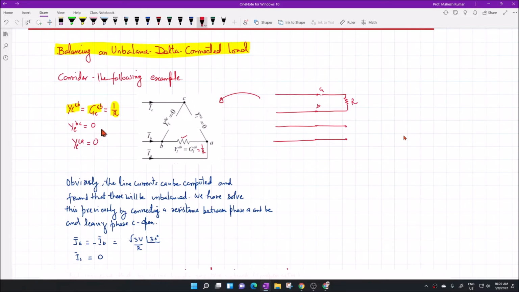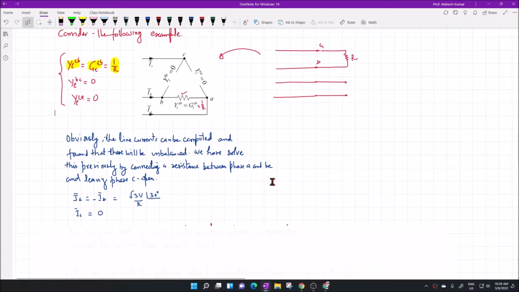And Y_LBC is 0, Y_LCA is 0. So this is the example of an extreme unbalance in a three-phase system. Now let us find out these currents. I_A minus I_B equal to V_AB by impedance, and V_AB is nothing but root 3 angle of 30 degrees, divided by R.